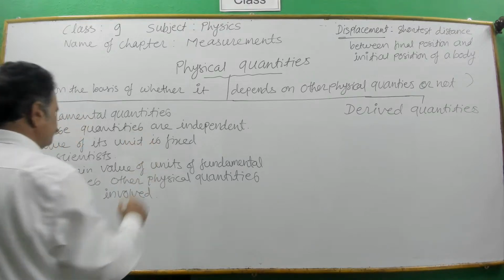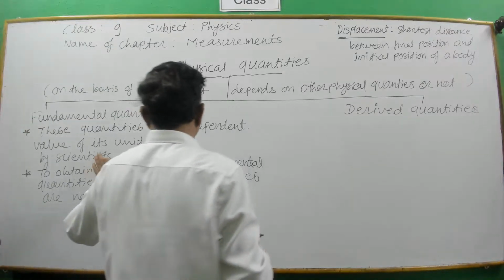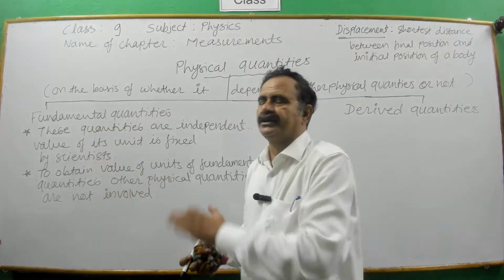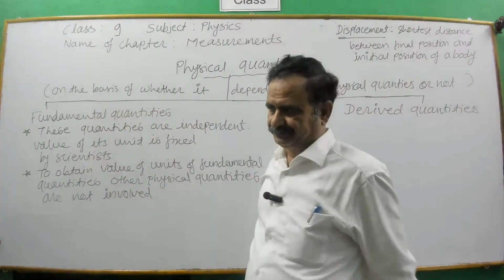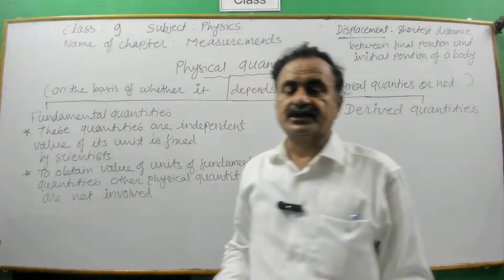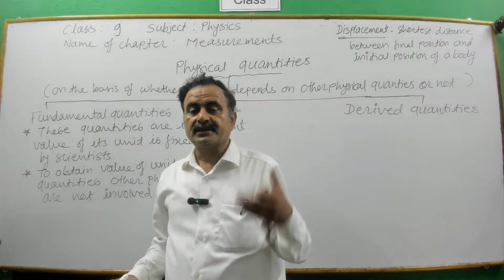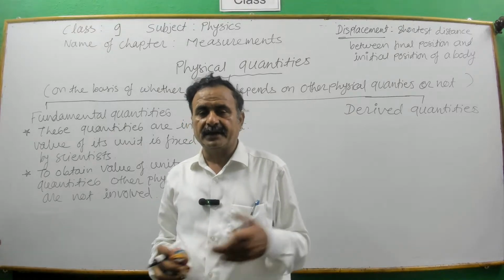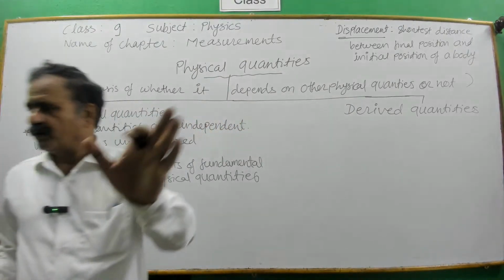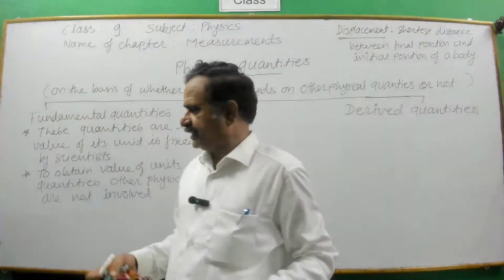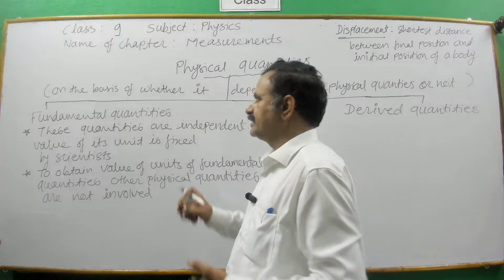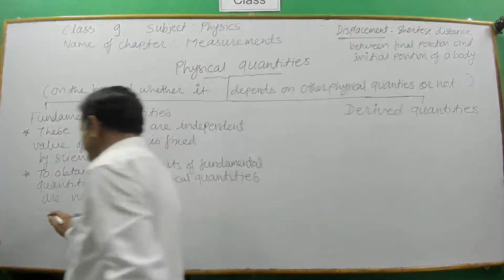ये सेपरेट है बच्चों. इसकी यूनिट की वैल्यू ऑब्टेन करने में किसी भी अदर फिजिकल क्वांटिटी के यूनिट का कोई इन्वॉल्वमेंट नहीं है. These are called fundamental quantities, and there are 7 fundamental quantities: mass, length, time, temperature, electric current, amount of substance, right? Amount of substance, then luminous intensity. These are the 7 fundamental quantities.